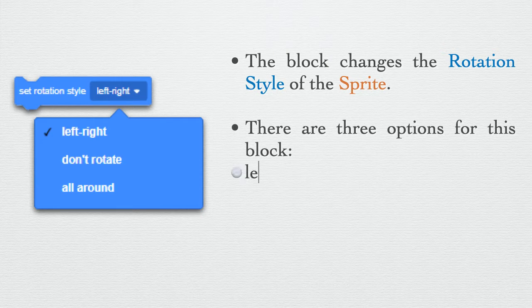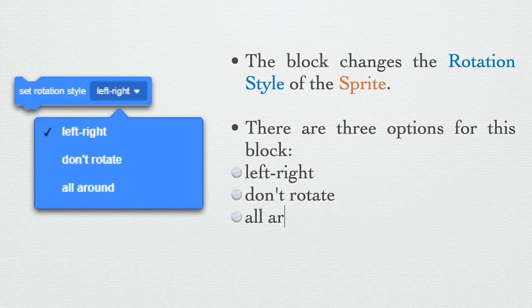As you all know that when our sprite moves and it reaches the end, it starts moving opposite. It turns around and then it starts moving again. So by default, if we are not using this block, our sprite will move in opposite direction. Means it will turn 360 degrees and it will keep on moving. So that is all around. So let's know about these three options one by one.